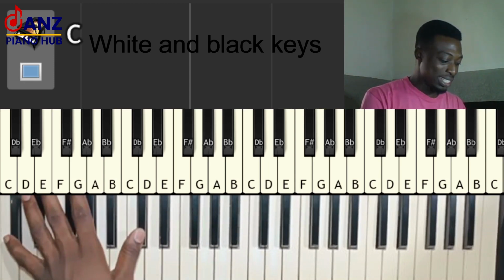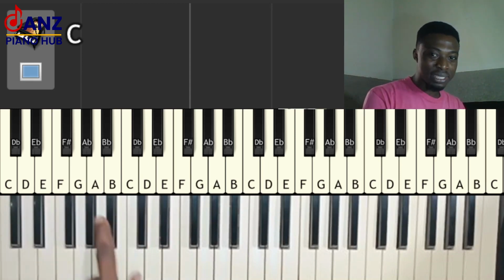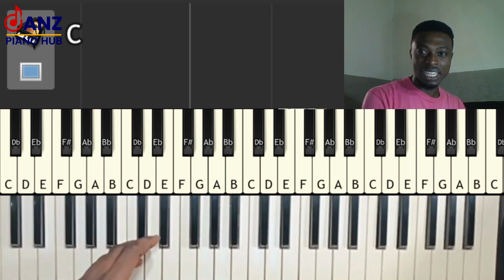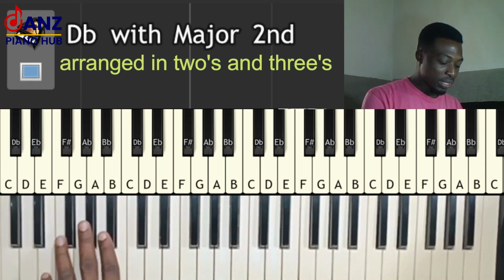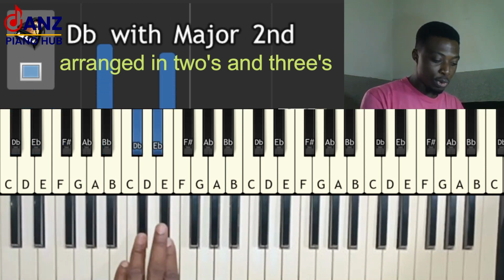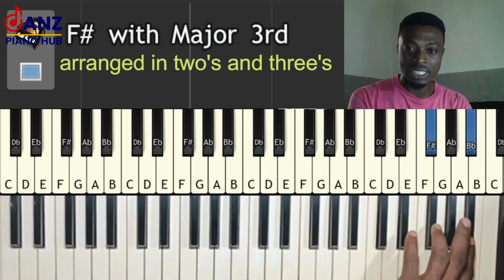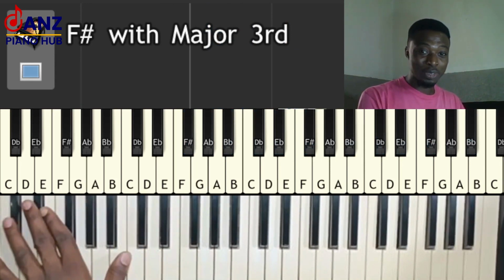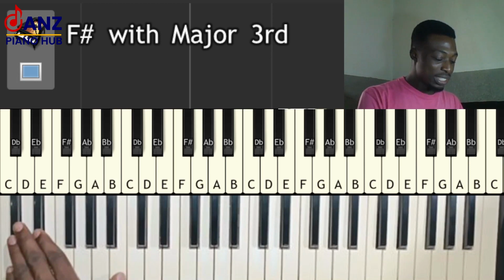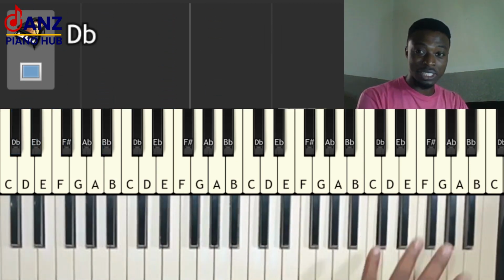There are white keys, there are black keys. Now, I want you to take note of something. There's a particular arrangement that it has. It's not just random. If you notice, there's two, there's three, there's two, there's three, there's two, there's three. If you are a beginner, you may not have noticed that there's a particular arrangement. It's not just random. There's two notes, there's three, there's two, there's three.